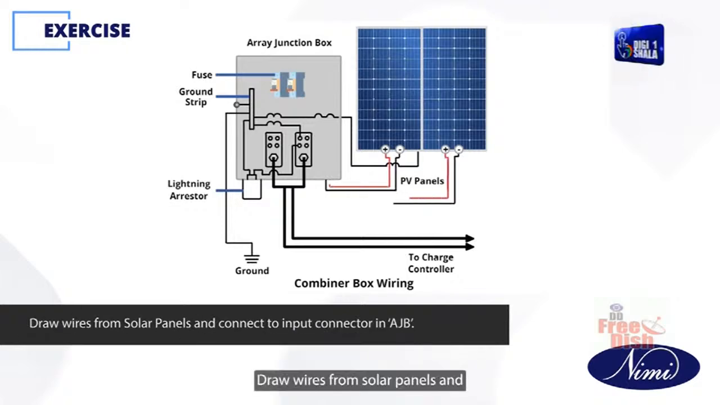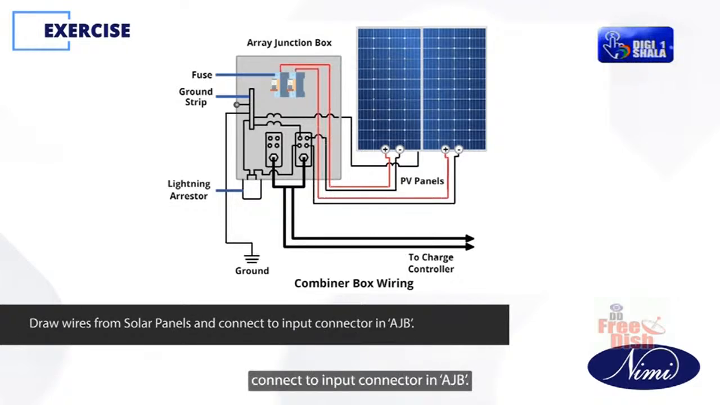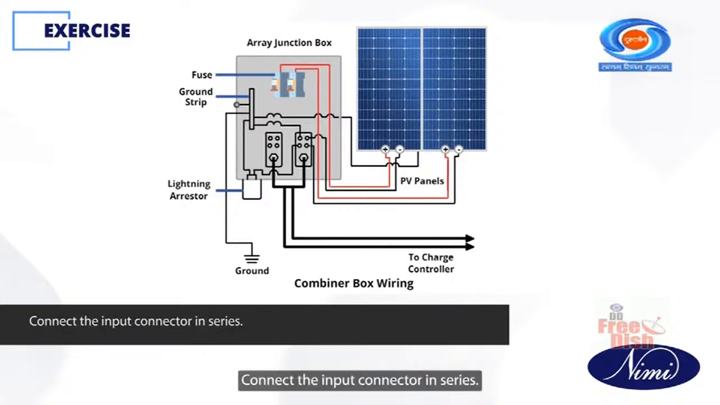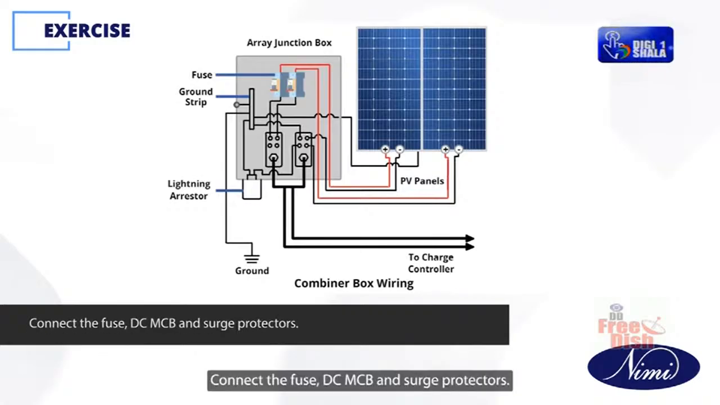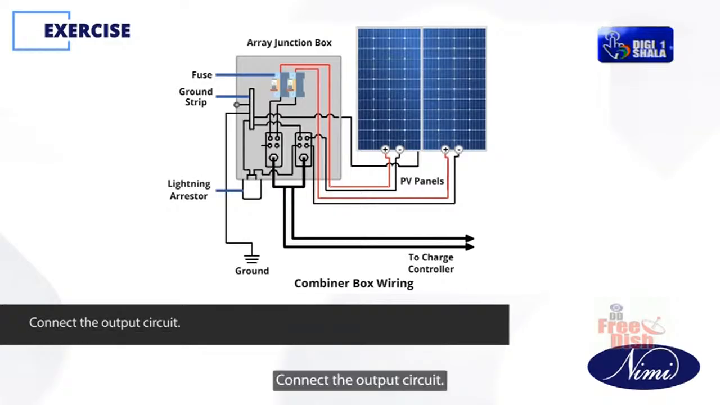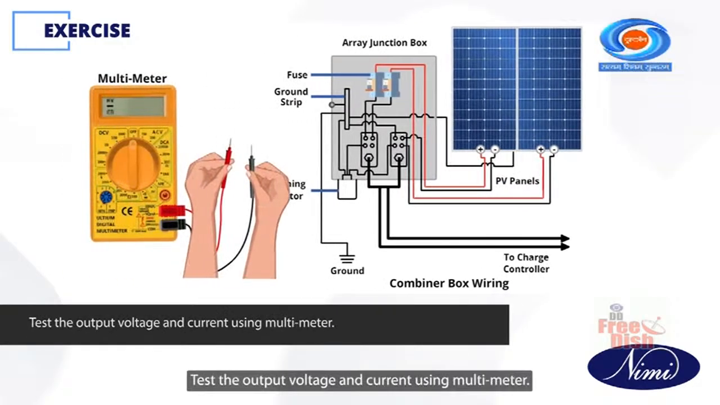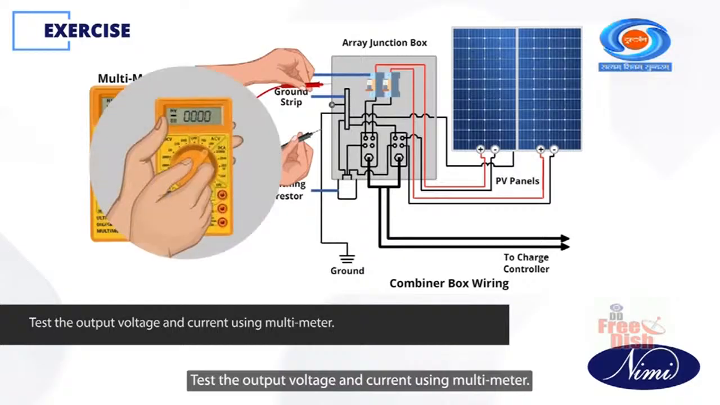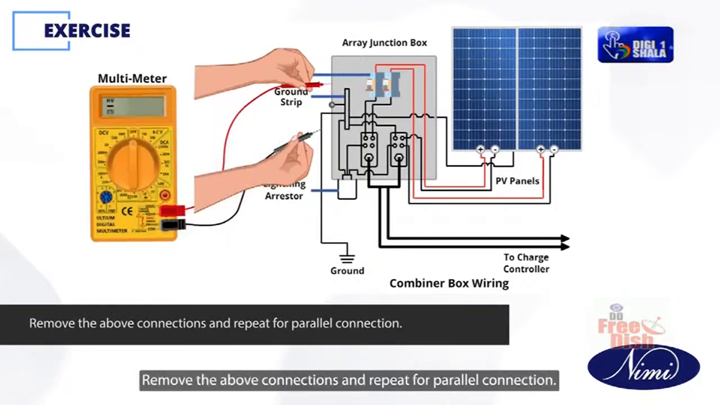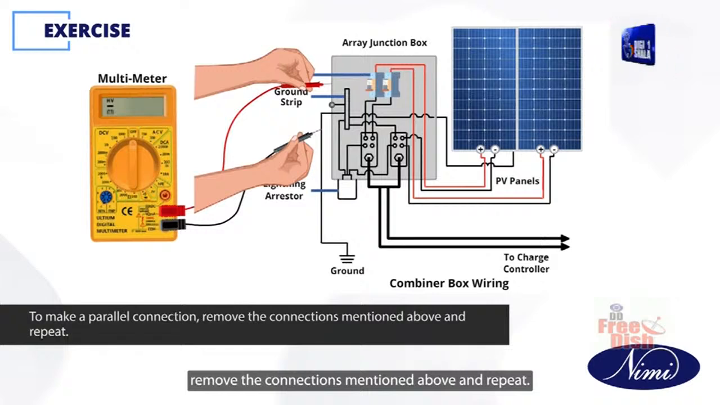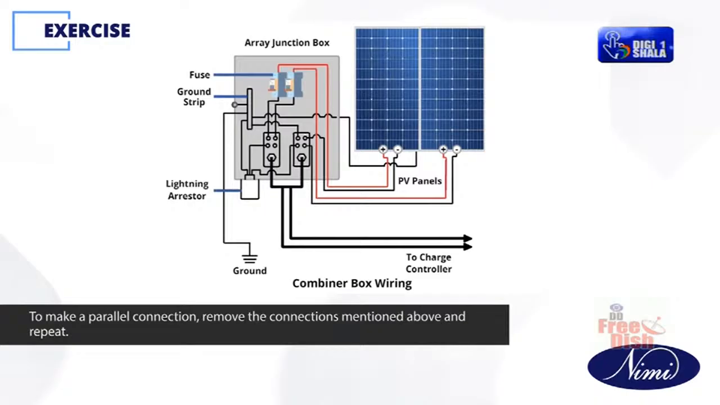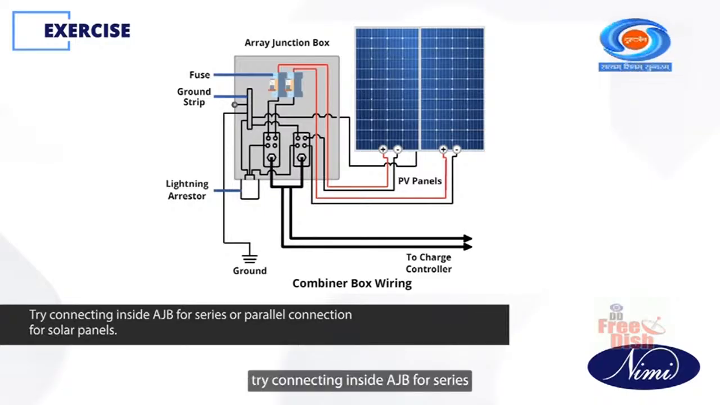Draw wires from solar panels and connect to input connector in AJB. Connect the input connector in series. Connect the fuse, DC MCB and surge protectors. Connect the output circuit. Test the output voltage and current using multimeter. Remove the above connections and repeat for parallel connection. Try connecting inside AJB for series or parallel connection for solar panels.